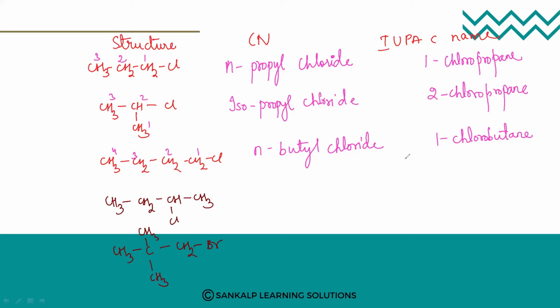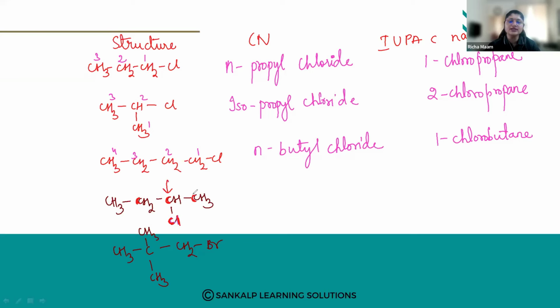Isobutyl chloride? No, not iso. It is not branched. Your alkyl group is not substituted, the chloro is. So what you have to see is the carbon. The carbon is attached to another 2 carbon atoms. So what type of carbon is it? Primary, secondary, or tertiary? Secondary. It is a secondary carbon, so you have to write secondary.